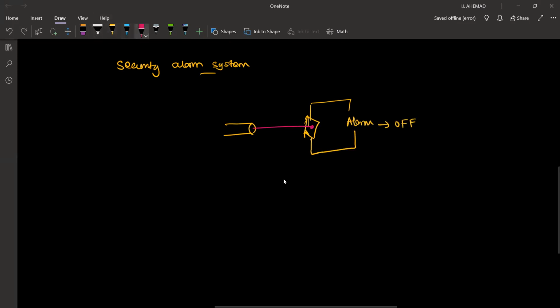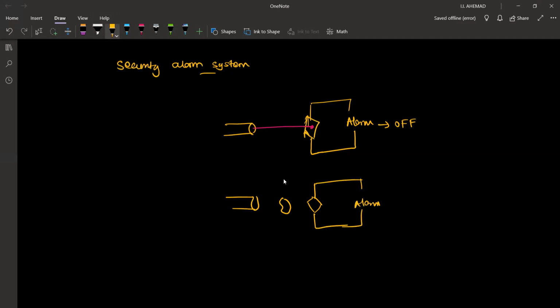And if the laser is obstructed by a certain obstacle, then the light won't fall on the sensor. Then the alarm has to sound, or it should become on. Now we have the laser light being blocked.